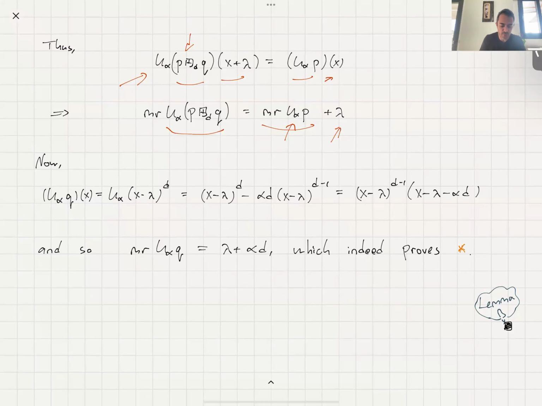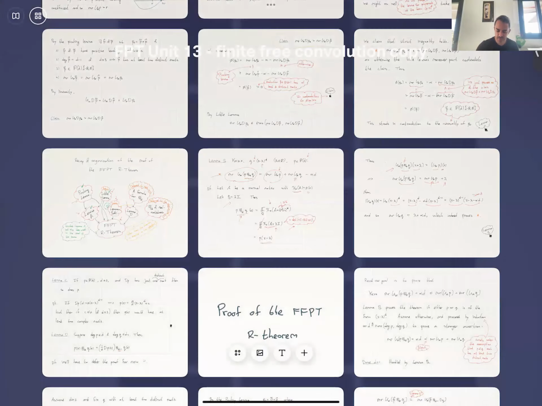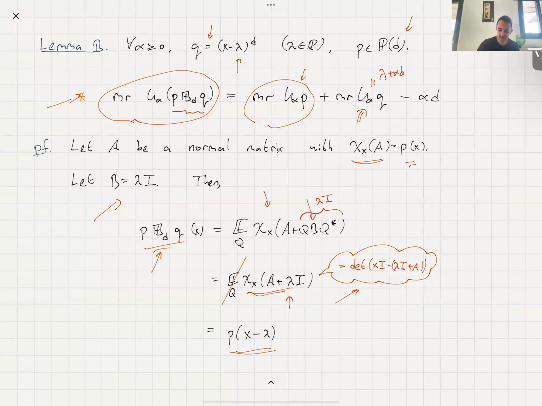So what is U alpha of Q? It's a very simple polynomial, it's just a single root polynomial like that. So U alpha of x minus lambda to the d is x minus lambda to the d minus alpha times the derivative. You can pull out x minus lambda to the d minus 1, and you'll be left with this. Because alpha and d are non-negative, this is the max root. So lambda plus alpha d is the max root. And that proves the star, because this is lambda plus alpha d, which gets cancelled with this. And we just showed that this is this plus lambda. So everything is great.